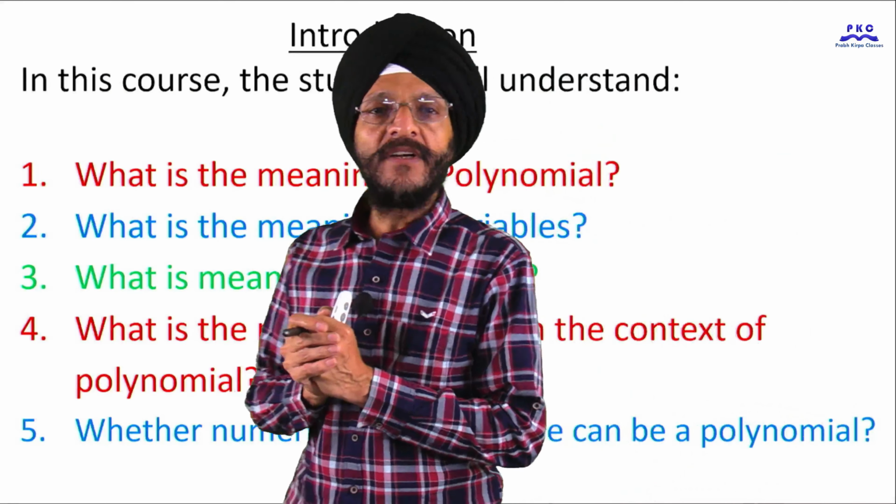The students will also understand that the variable means a letter or an alphabet, that is, a variable can be x, y, z. The students will also understand that the coefficient is a number which is attached with the variable, that is, in the case of 5x, 5 is the coefficient. In case of 7y, 7 is the coefficient.